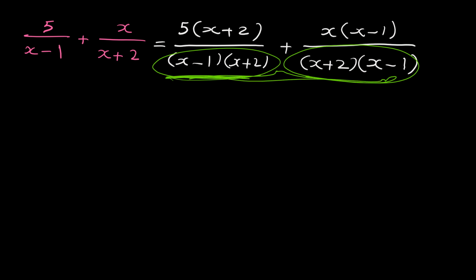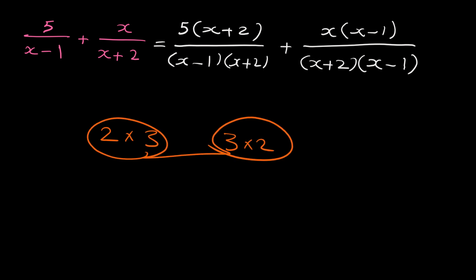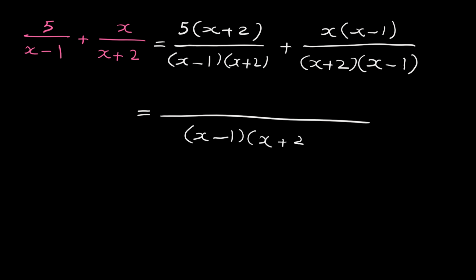If you are thinking that the order of the brackets is different, it doesn't matter, because in multiplication the order of the brackets doesn't matter. It's like 2 times 3 or 3 times 2. These are 6. So the order of the brackets is not important. Now we put one of the denominators and we add numerators.